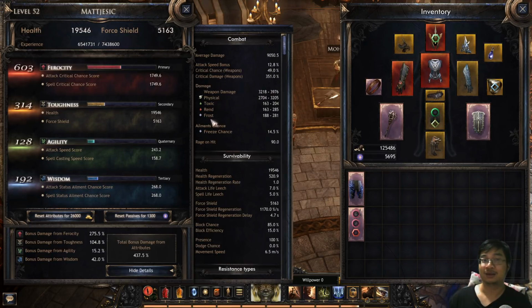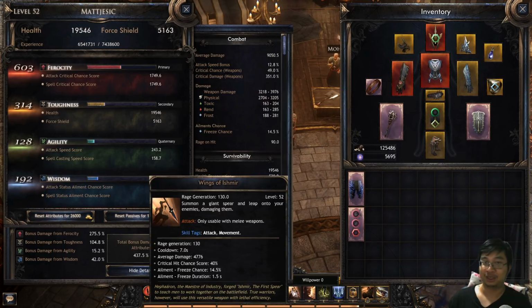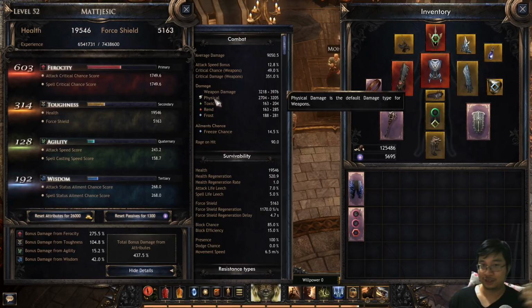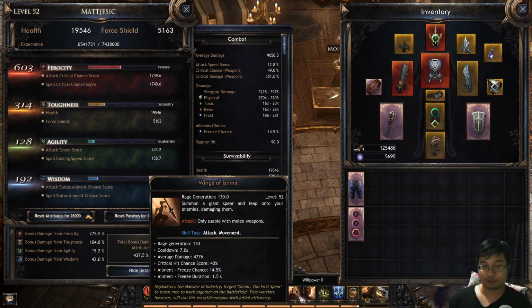The highest elemental or highest alignment damage on your weapon or on yourself totally will determine what debuff you have on the enemy. Here my highest damage other than physical is actually frost, because this goes from 188 to 281. The lowest one, I think that's what it counts. So you can see that I have the freeze alignment.